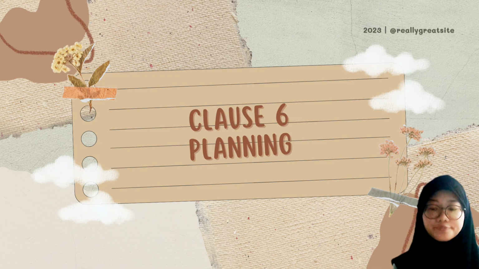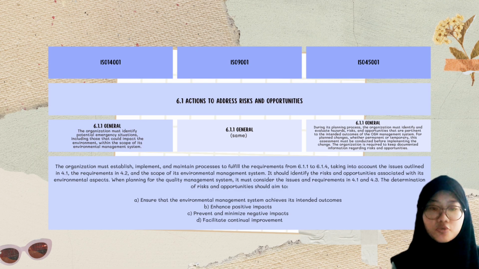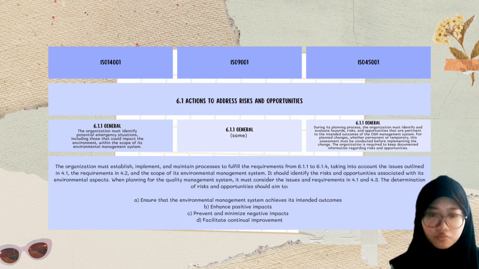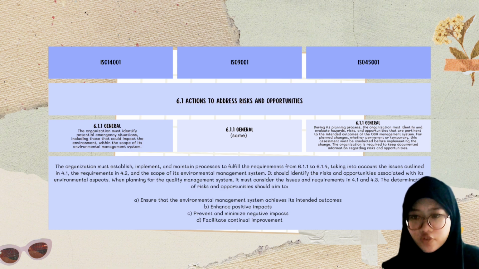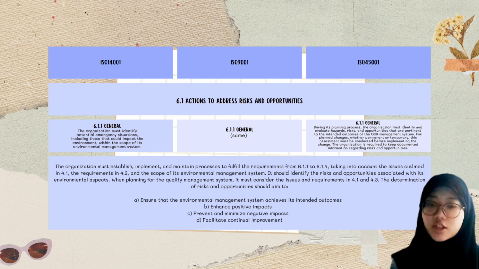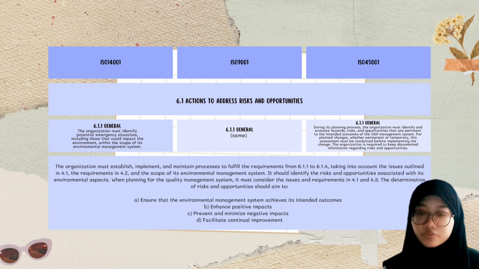Clause 6 Planning. 6.1 Actions to address risks and opportunities. For general, ISO 14001, the organization must identify potential emergency situations, including those that could impact the environment, within the scope of the EMS. For ISO 9001, general is the same. ISO 45001, in general, during the planning process, the organization must identify and evaluate their hazards, risks, and opportunities that are pertinent to the intended outcome of the OSH management system.